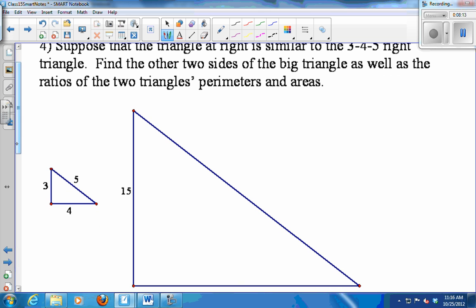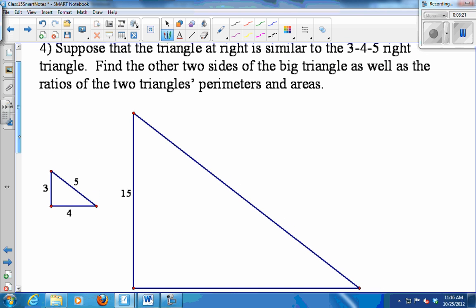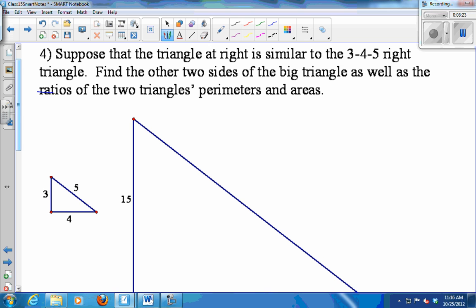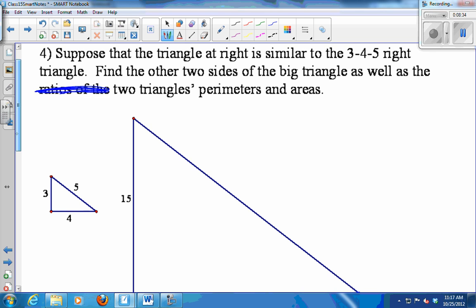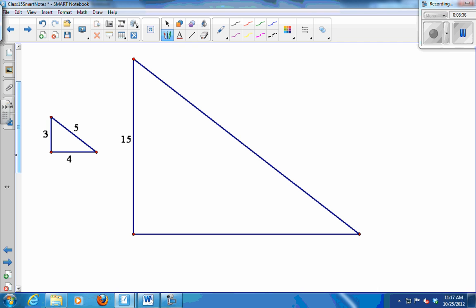Okay, so let's suppose that these two triangles are similar. I want to find the other two sides of the big triangle as well as the perimeters and areas. Cross out these ratios. I just want the two triangles' perimeters and areas. So I want you to discuss in your groups. See if you can come up with the missing side lengths and the area and perimeter of each triangle.